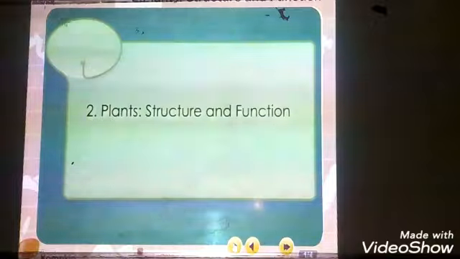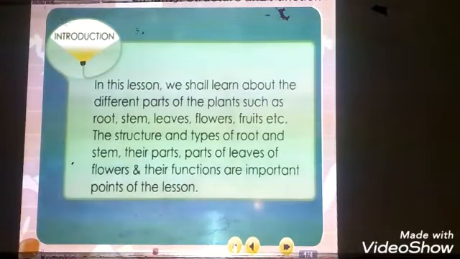Today we are going to study the second chapter of the science from the 7th standard, plants, structure and functions. Introduction. In this lesson, we shall learn about the different parts of the plants such as roots, stem, leaves, flowers, fruits, etc. The structure and types of roots and stem, their parts, leaves, the flower and their functions are important points of this lesson.